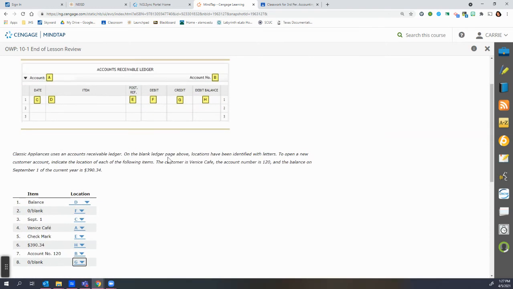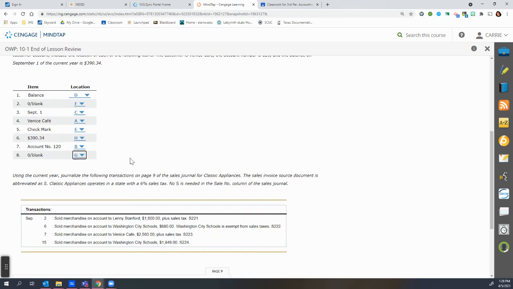So basically, this is just setting up the balance, like setting up when we're using the thing in the beginning. So A is going to be the name of the customer. B is going to be the customer account number. C is the first day of the month. D, you would write balance. E would be a check mark. F and G would be 0. And then H would be the debit balance, which in this case is $390.34. And that's all I did there.